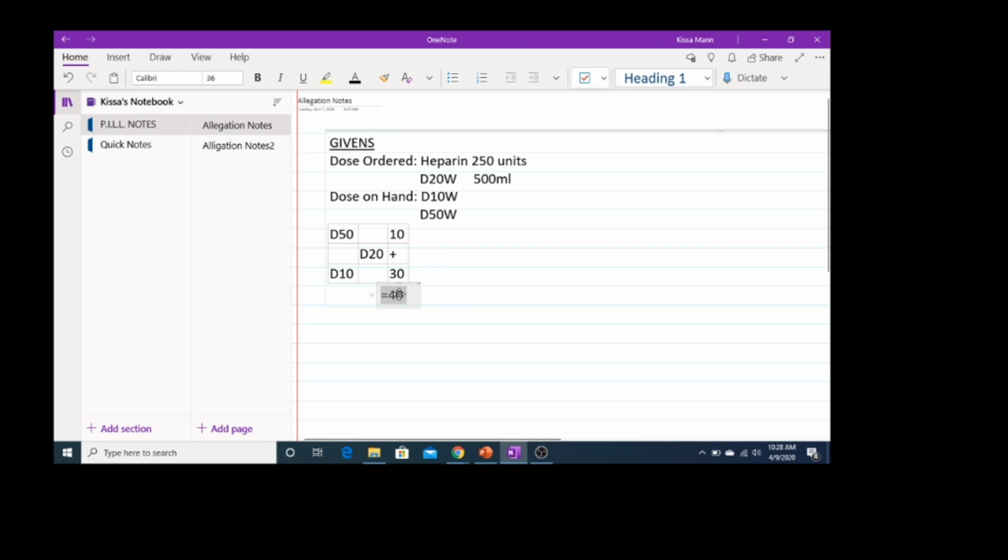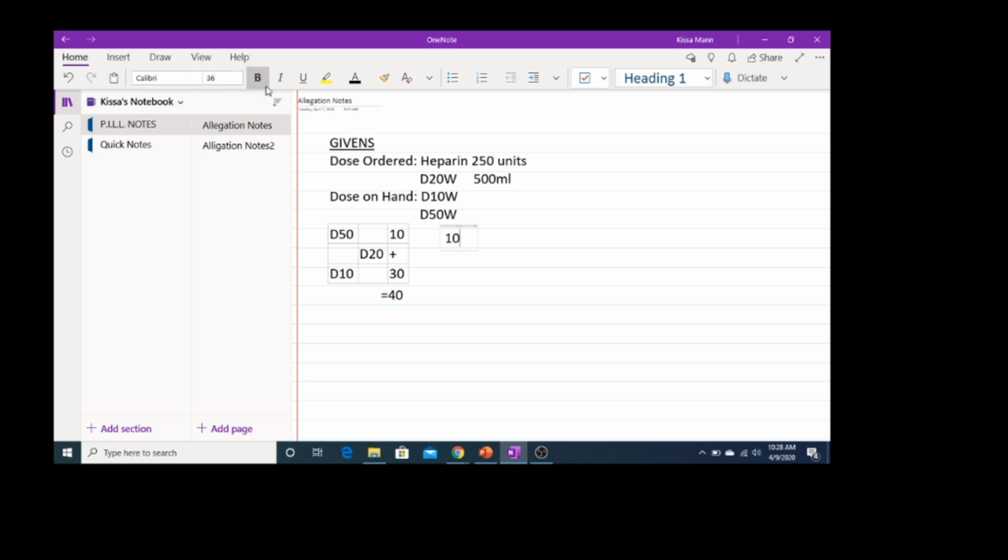So in order to do that, now that we have the sum total of our parts, we'll then set up a proportion equation to find out how many milliliters is equivalent to 10 out of 40 parts and 30 out of 40 parts. Let me increase the size of the font here. And then set up an equation.